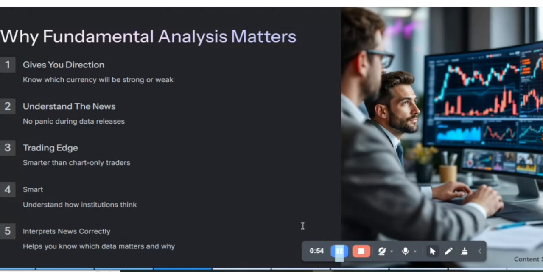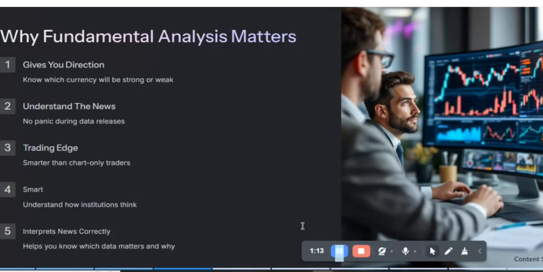And secondly, you get to understand the news. You don't have to panic during news data. Why? Because you have insight on what is most likely going to happen even when the data is released, because you have already gone through their statement, or you've looked into the country's head already, right?